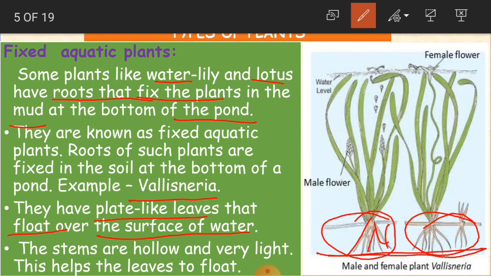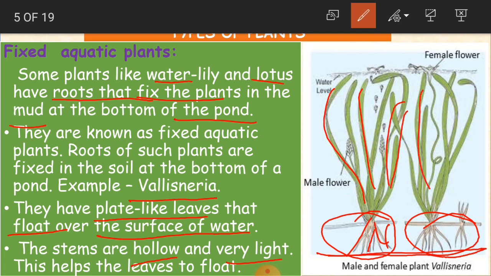So the stems are hollow. Hollow in the sense it is empty. Like they don't contain anything inside the stem, whereas if you see a desert plant, the stem contains water. That is why the stem is heavy for that. But here they are hollow. It's empty. That is why they are very light.